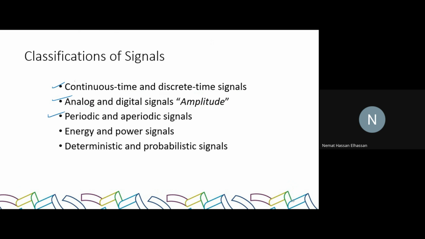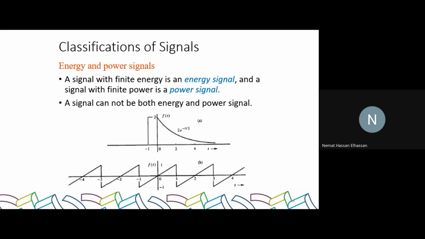And then we have energy and power signals, which we've already discussed. And finally, we have deterministic versus probabilistic. So what is deterministic versus probabilistic? Now, if you look at this signal, if I ask you to find f of t when t is equal to 120, will you be able to give me the value? Yes, right? Because we have a rule. f of t is equal to e to the power of minus t over 2. As long as you have that rule or law, it can be easily calculated.